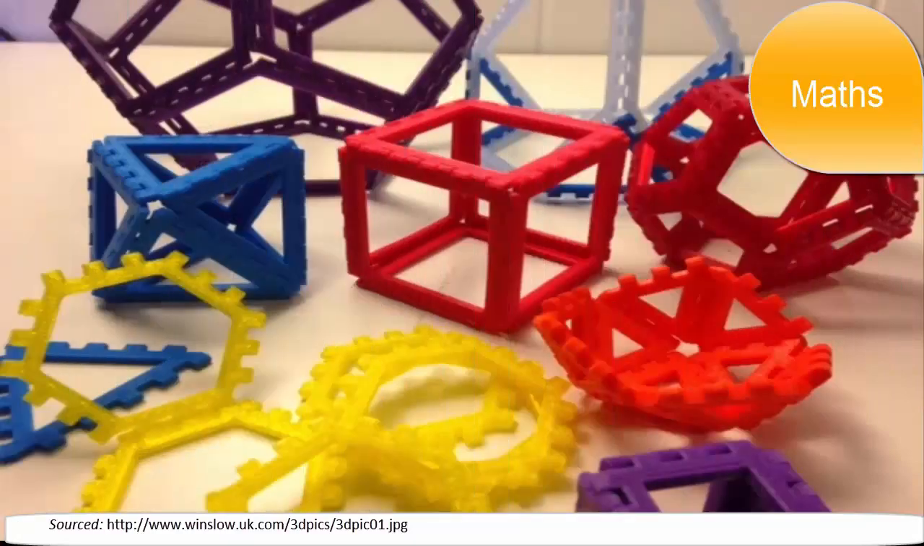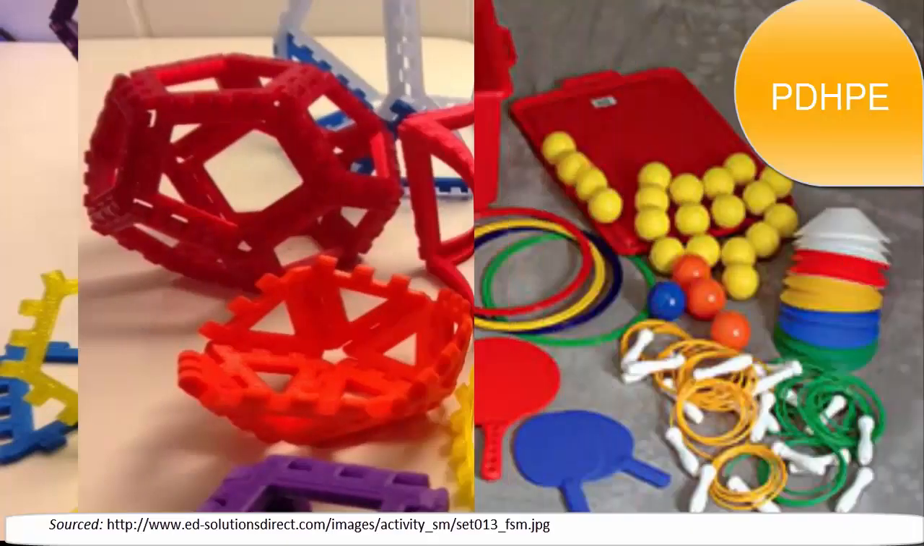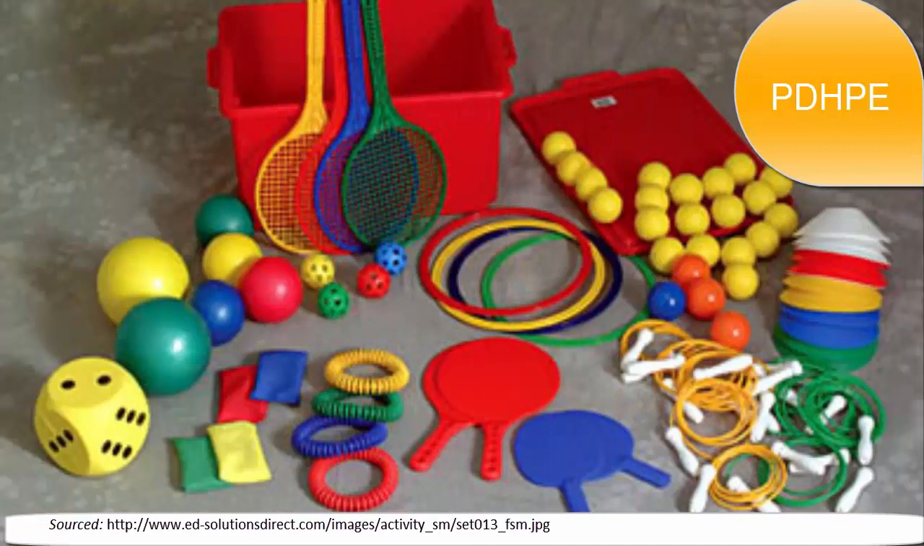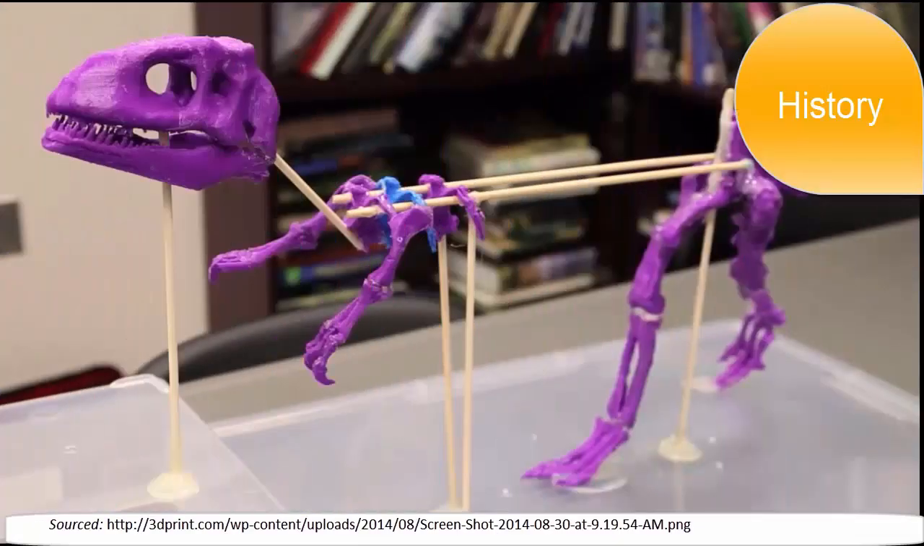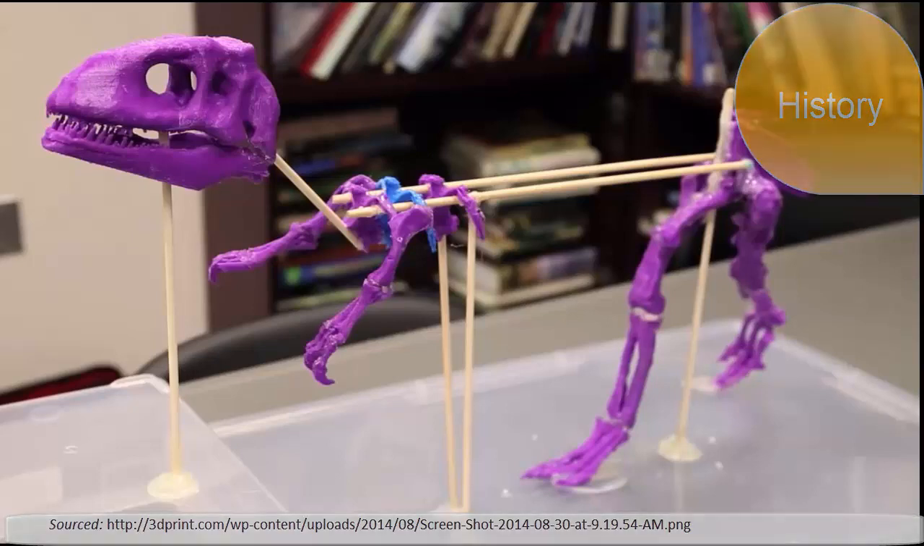Maths, how about examining how parts interact with each other by working with movable cogs or a working abacus? You can also easily create 3D mathematical shapes. PDHPE, in an instant, you can create personalized equipment such as soccer balls, golf clubs, cones, and road safety equipment. History. Why not use a 3D printer to create dinosaur bones, fossils, and historical features such as pyramids, Roman helmets, and castles to be studied?